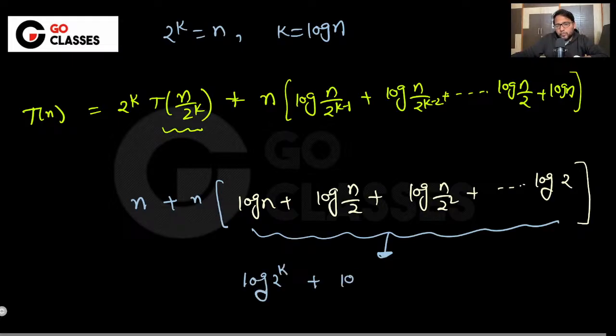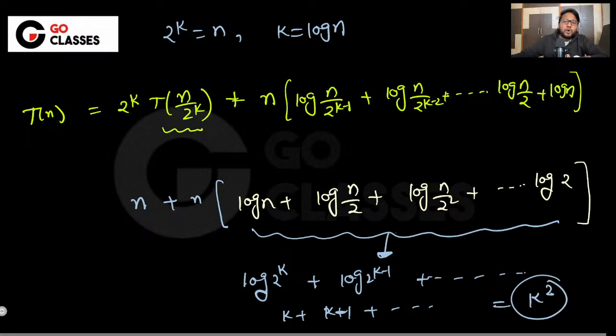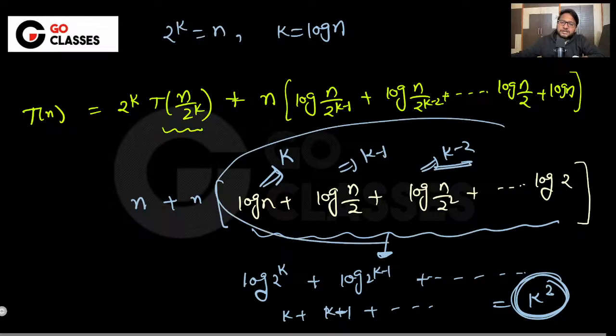This is log 2 power k minus 1 and so on, right? So this is basically k plus k minus 1 and so on. So ultimately it will be order of k square, and k is what? Log n. So it will be order of log n square, right? See, ultimately this is 2 power n is 2 power k. So if you want, you can simplify, instead of log, as a normal term. This could be k, this could be k minus 1, this could be k minus 2 and so on. So ultimately this is k square.